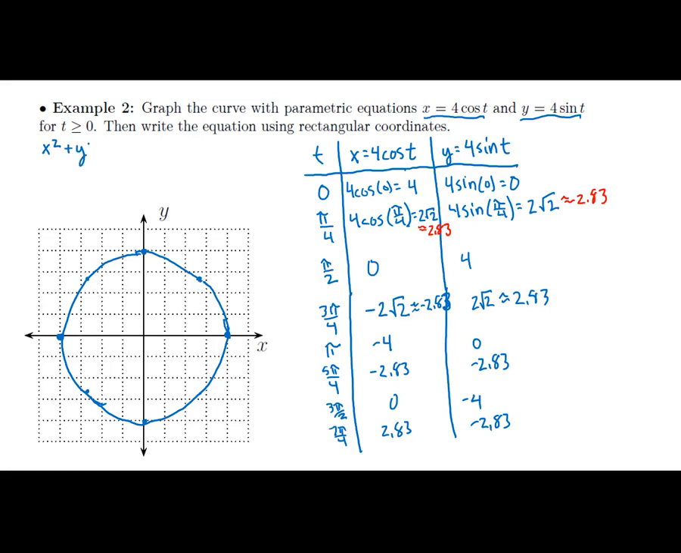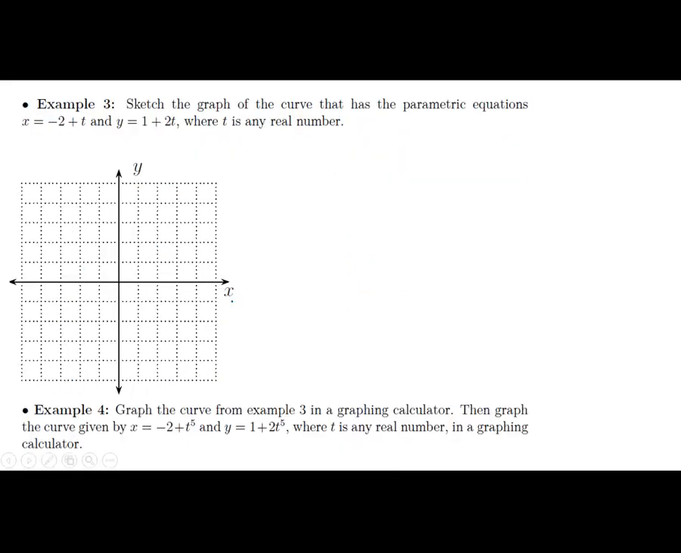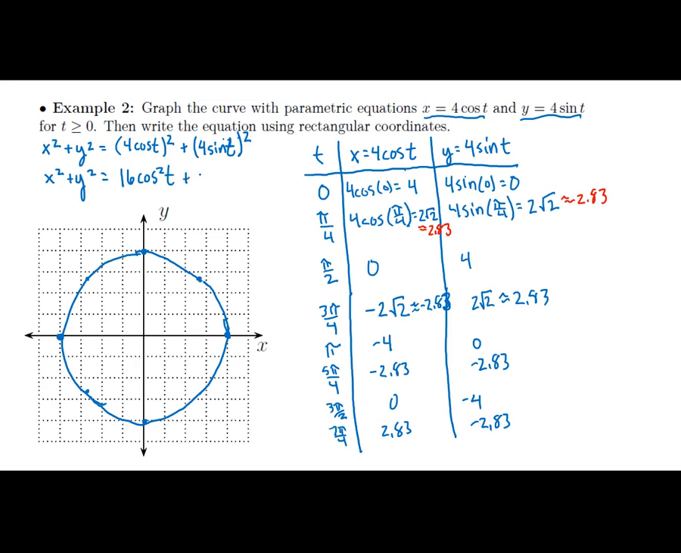plus y squared. And the reason I'm doing that is because I recognize that if I square the 4 cosine t and I square the 4 sine t, good things are going to happen. Oops, that should be a t squared. So that means x squared plus y squared is equal to 16 cosine squared t plus 16 sine squared t.